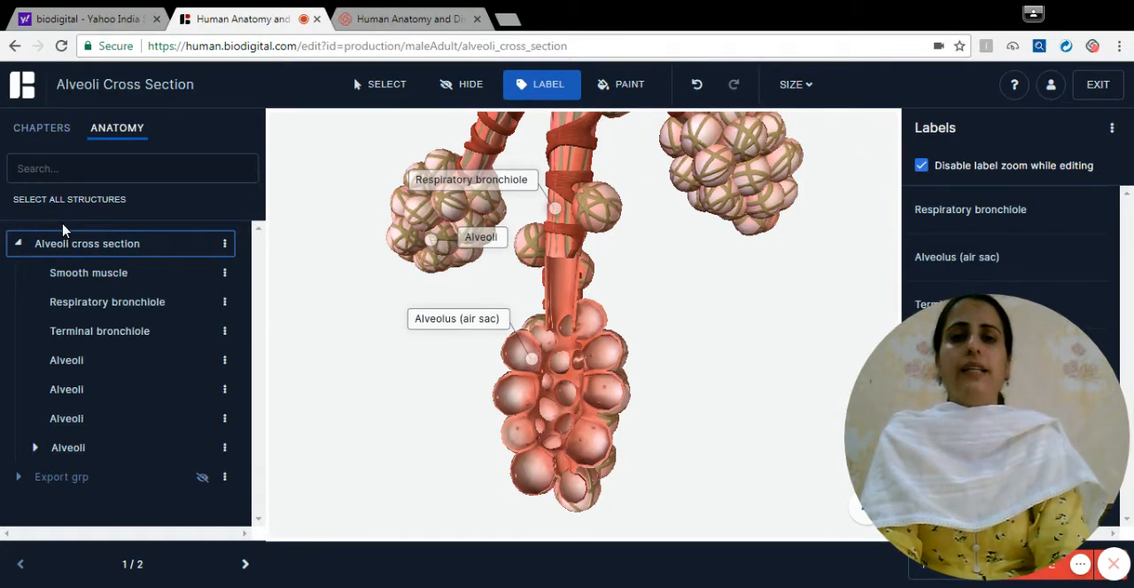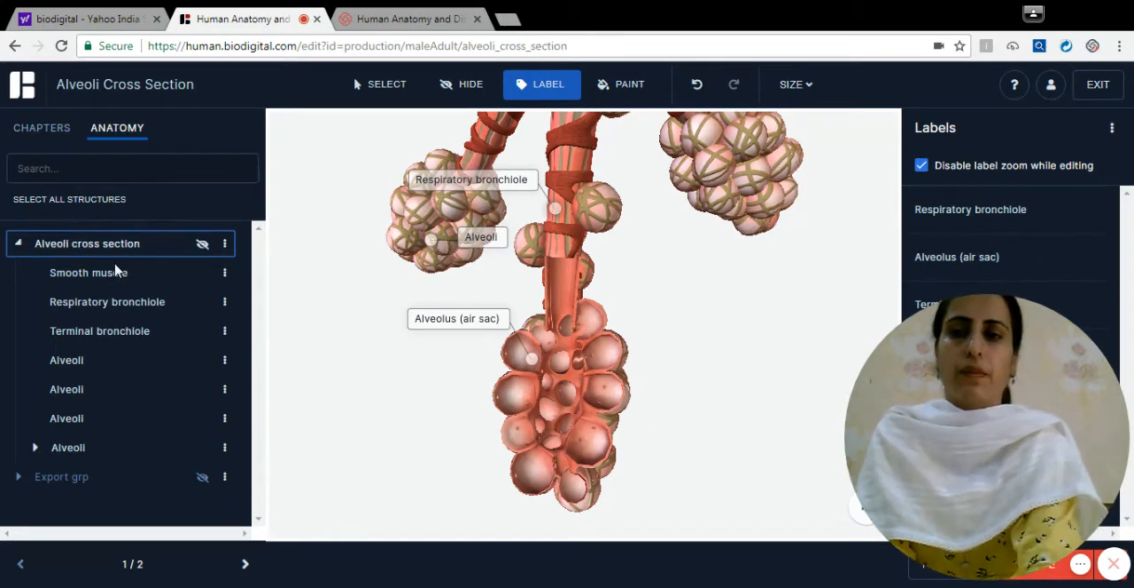Inside the lungs, they further divide into finer branches, the secondary bronchioles, the tertiary bronchioles, and lastly the respiratory bronchioles, and the last part of the respiratory bronchioles is called the terminal bronchioles. At the end of the terminal bronchioles, there is a bunch of sac-like structures referred to as alveoli, and it is this region where the actual exchange of oxygen and carbon dioxide takes place.